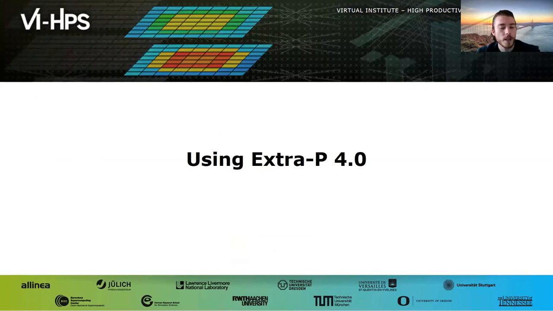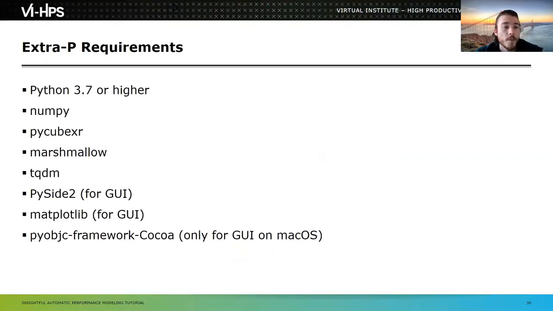So now I would like to show you how to use the latest release version of Extra-P and go deeper into its functionality and actually what you can do with it. For the latest release of Extra-P, we completely rewrote it and implemented it in Python. Therefore, to install it, it currently requires Python 3.7 or a higher version.